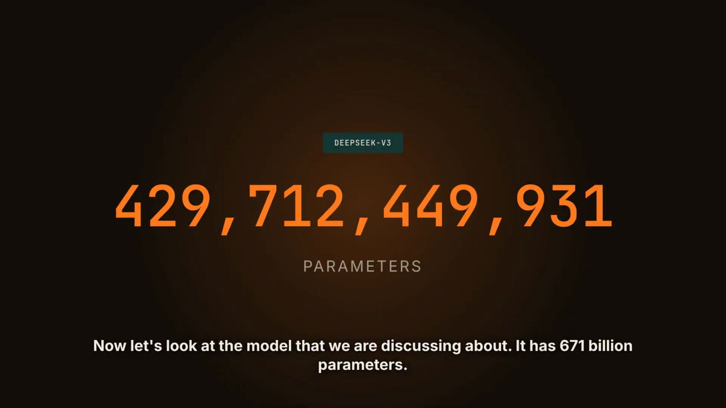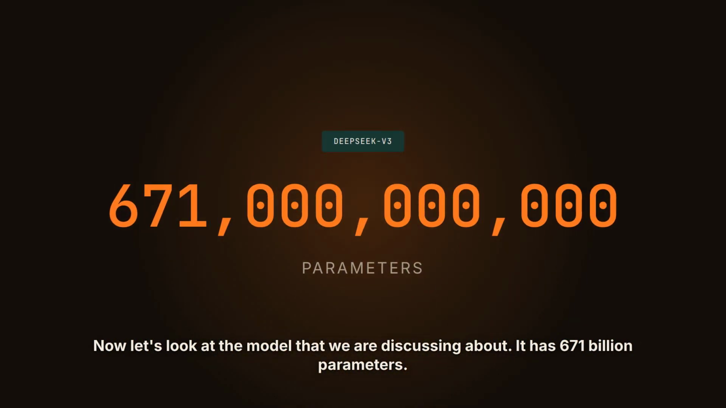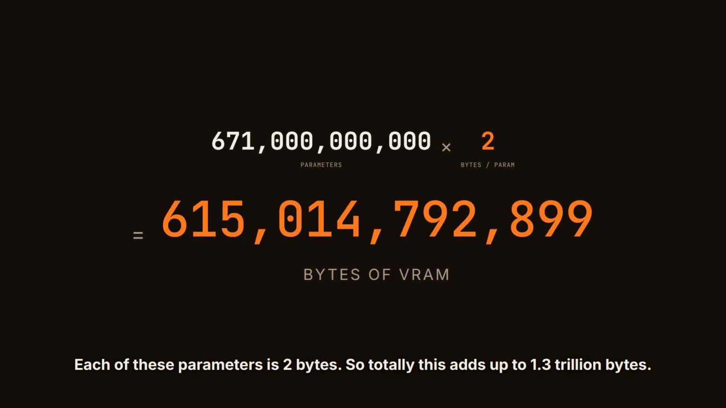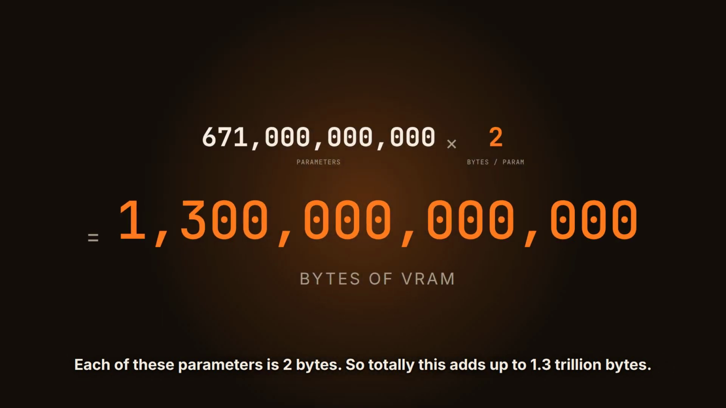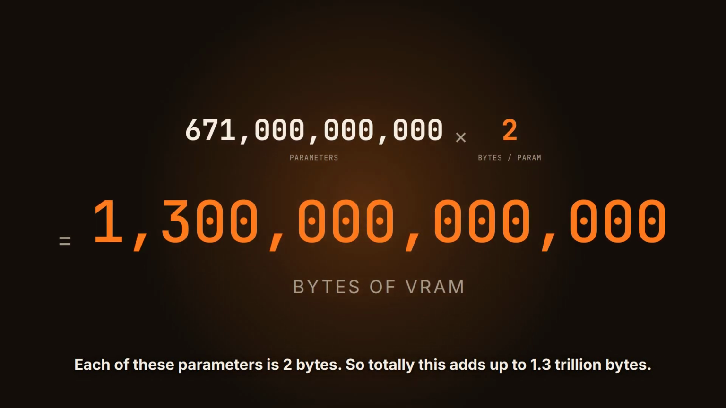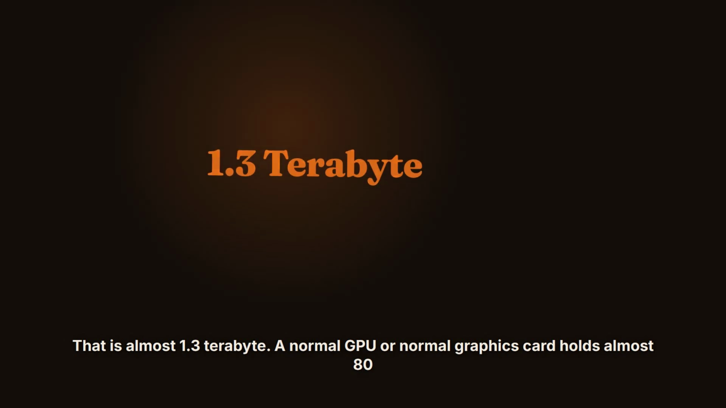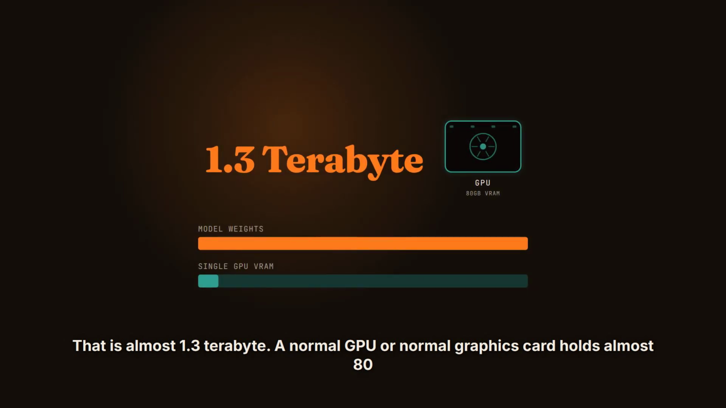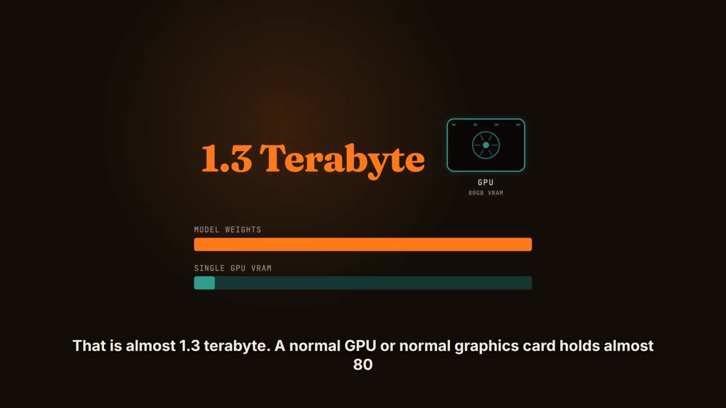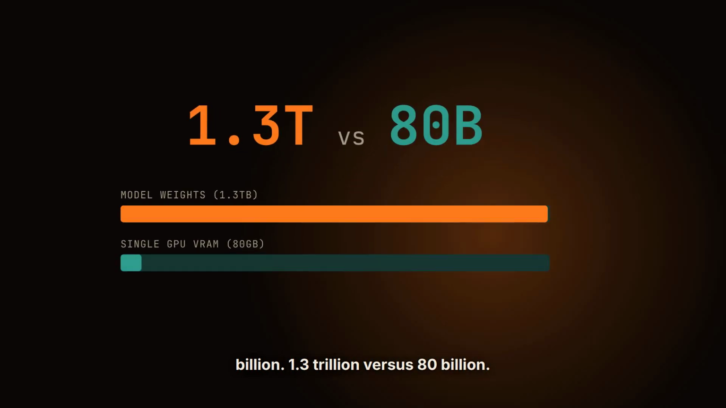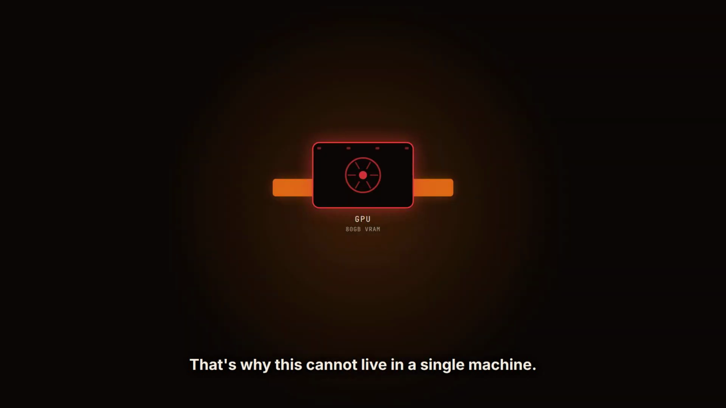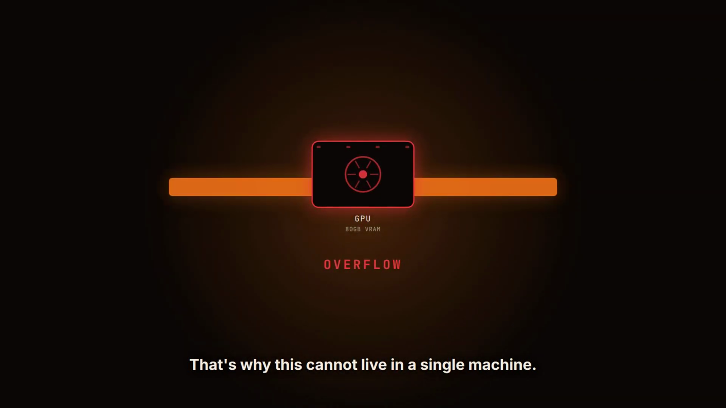Now let's look at the model that we are discussing. It has 671 billion parameters. Each of these parameters is 2 bytes. So totally this adds up to 1.3 trillion bytes. That is almost 1.3 terabytes. A normal GPU or normal graphics card holds almost 80 billion bytes. 1.3 trillion versus 80 billion. That's why this cannot live in a single machine.